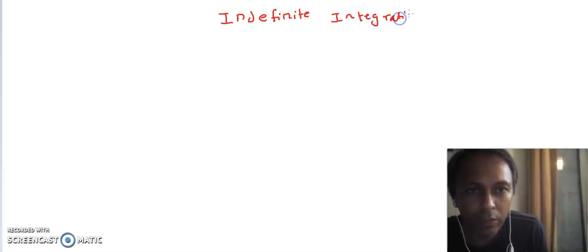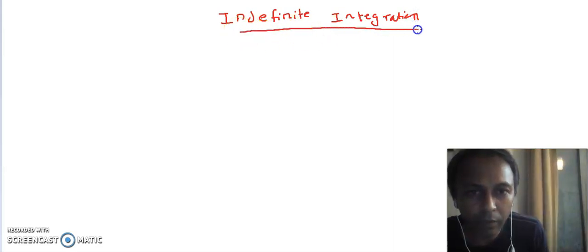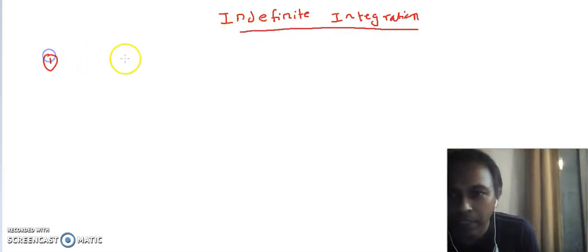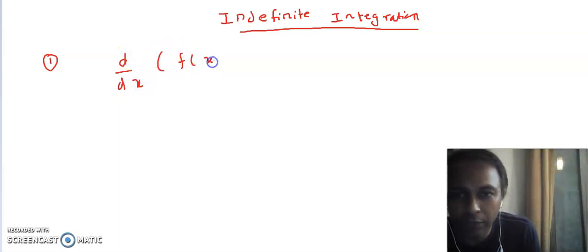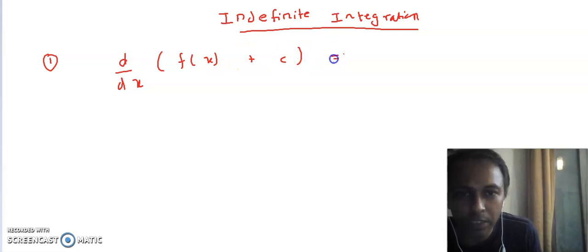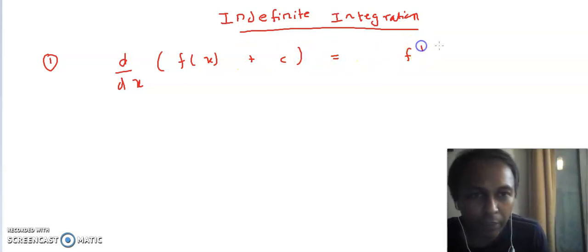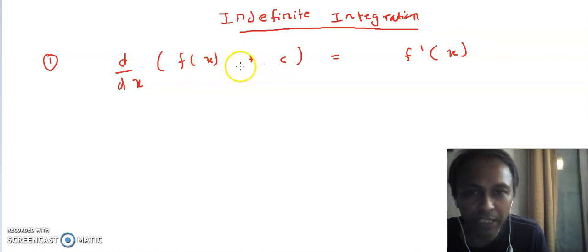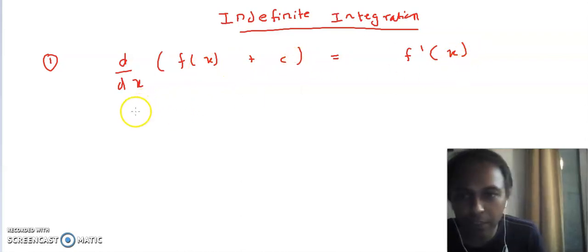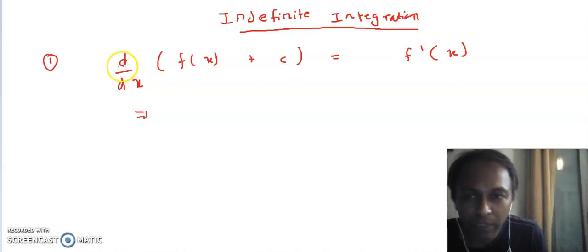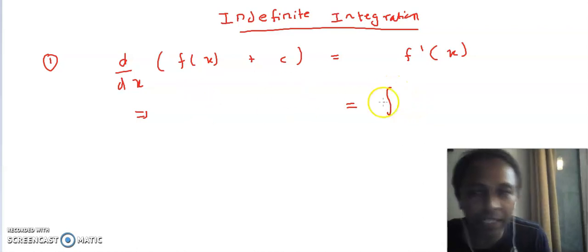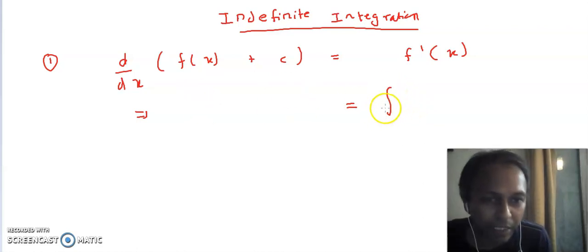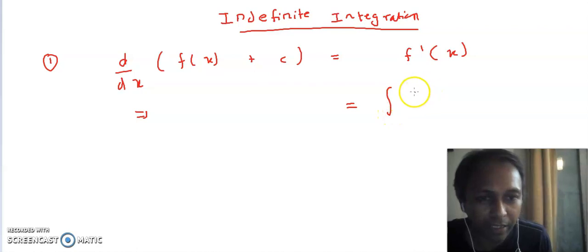To understand this topic, let us recollect what we have learned in derivatives. Let us consider that we have d by dx of a function f of x plus some arbitrary constant c. Then the derivative of f of x is denoted as f dash x, plus the constant's derivative is 0. Now this d here is the symbol of derivative. When this symbol d goes on the other side, it is represented as antiderivative. It is represented with an elongated s, often called integral.